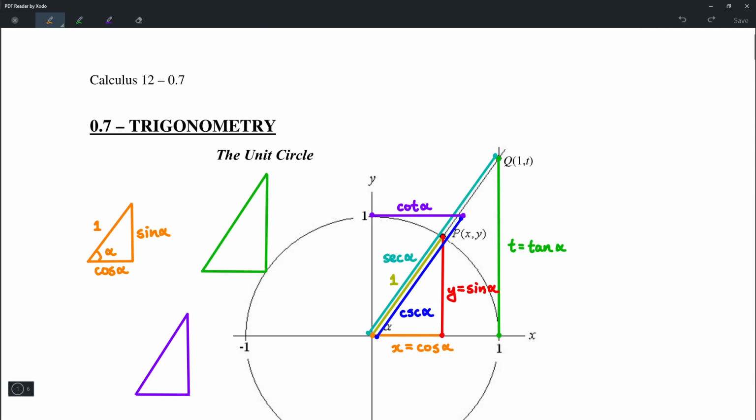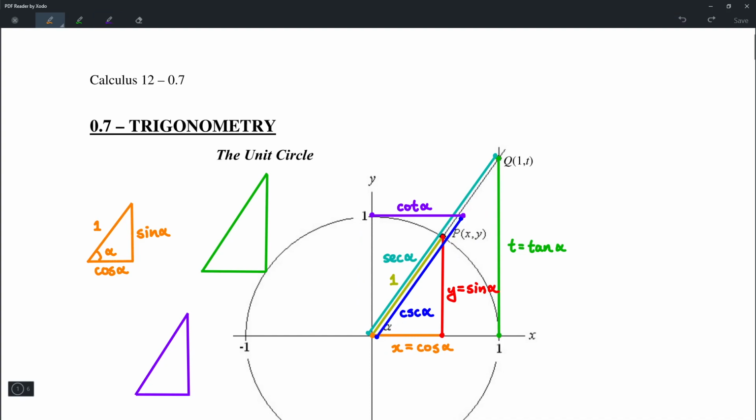So here we have a unit circle, and on it we've drawn cosine, sine, tangent, cotangent, secant, and cosecant. All of these have been defined as a different length. It is important to note that there are three right triangles here. Here's the first one. And then we have a second one involving tangent, and a third involving cotangent.